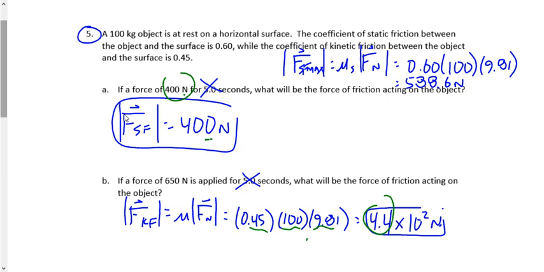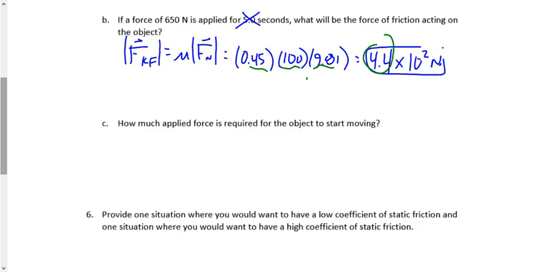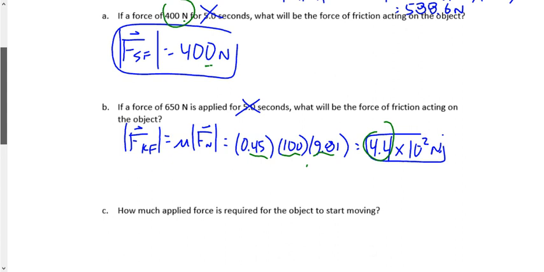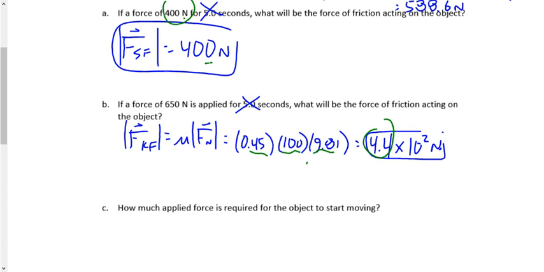What happens if I push with 700 newtons? What's kinetic friction then? 4.4 times 10 to the 2. What if I push with 1,000 newtons? What if I push with 10,000 newtons? Friction will be 4.4 times 10 to the 2.